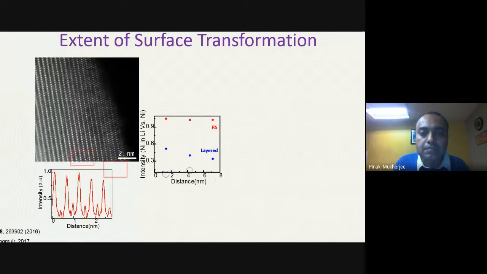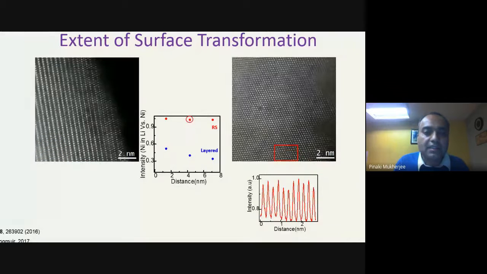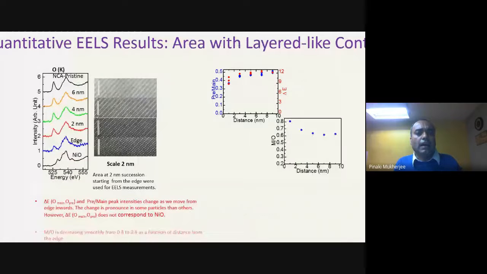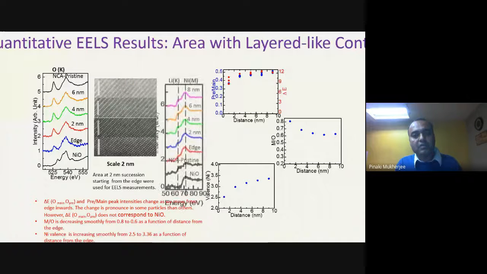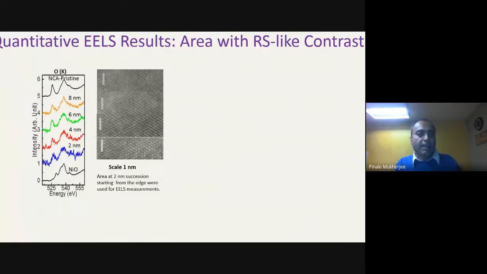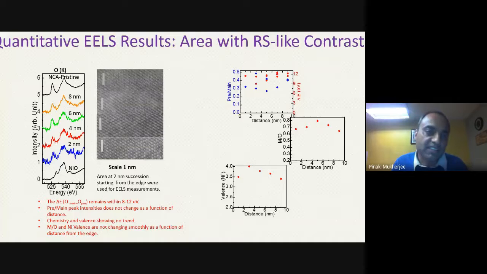We have seen that in the case of the layered-like structure, it stops at around 10 nanometers, but in the case of this rock salt-like phase, it goes beyond 20 nanometers. And we determined the same thing using quantitative yields as well. So I'm skipping this part. If you have any questions, you can ask me later in the Q&A section.